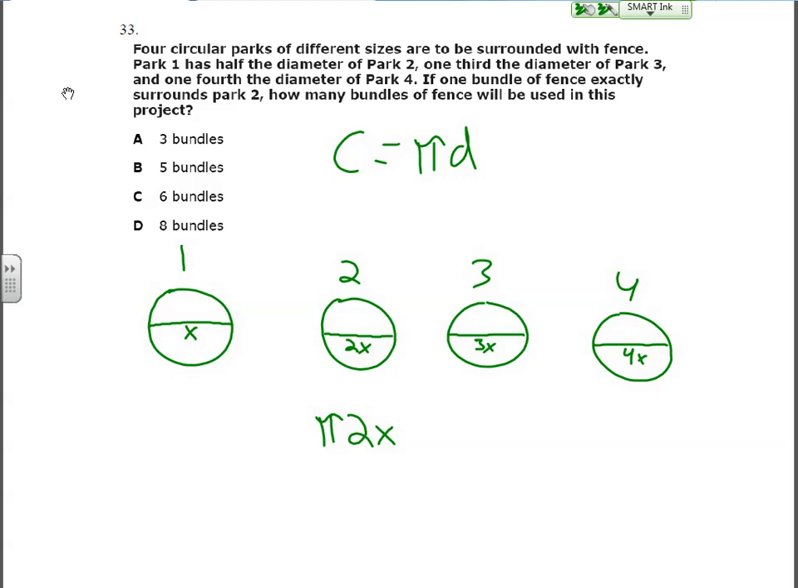Okay, so just to recap here, we're talking about the distance around each park, so circumference. The formula for circumference is pi times the diameter. If the diameter of Park 2 we've identified as 2x, then the value of the circumference is pi times 2x, right? Follow me? Okay, what expression can we write to represent the diameter of Park 1?